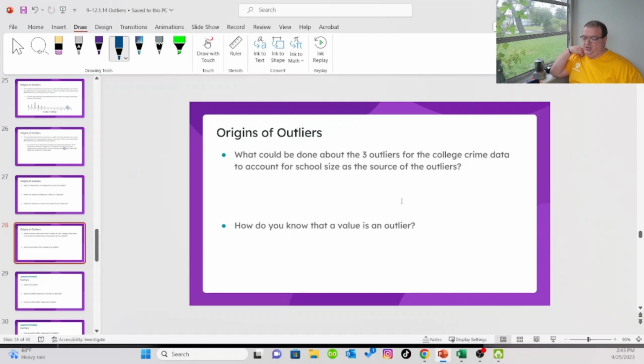What can be done about the 3 outliers for the college crime data to account for school size as the source of the outliers? You could change your collection from total number of incidents to a per capita collection. So you want it to be proportional. So now I would start calculating the ratio of crimes to the number of students on campus and then report that data, and we should see the elimination of outliers.